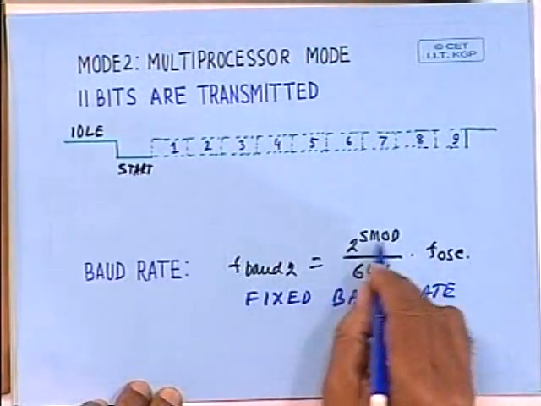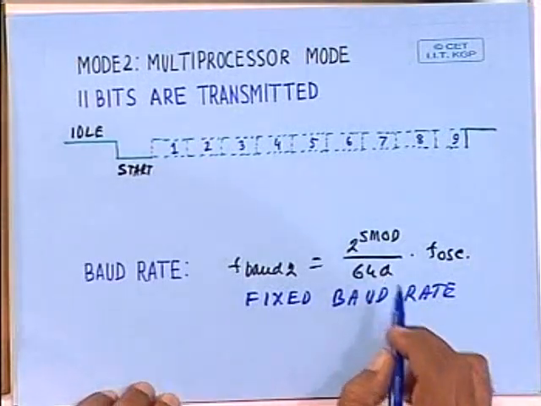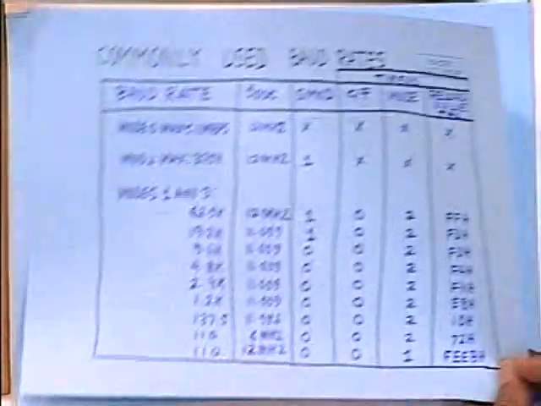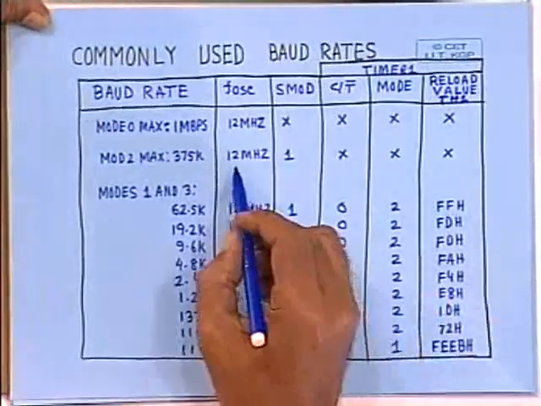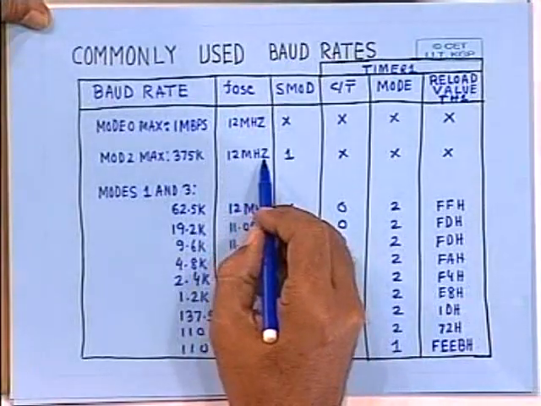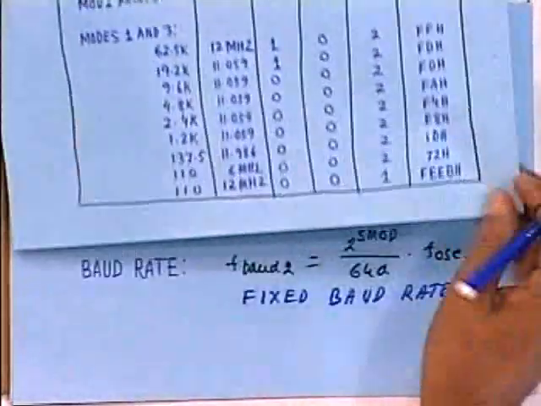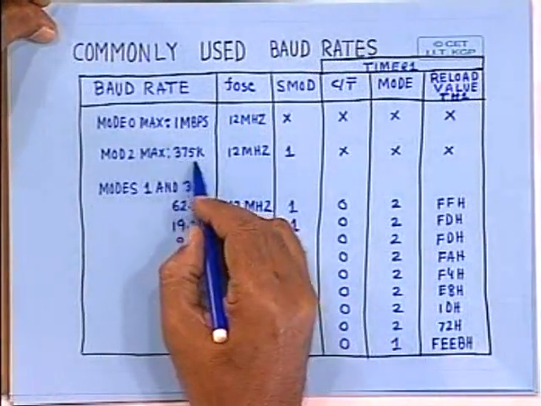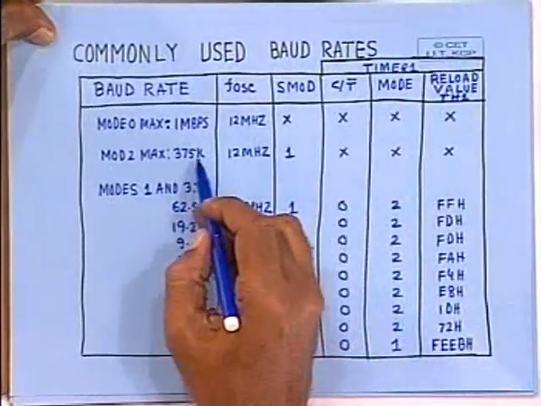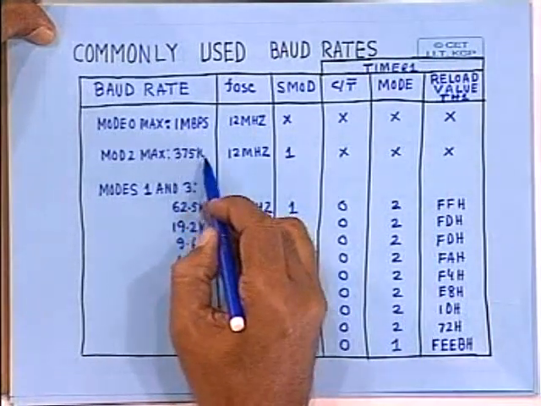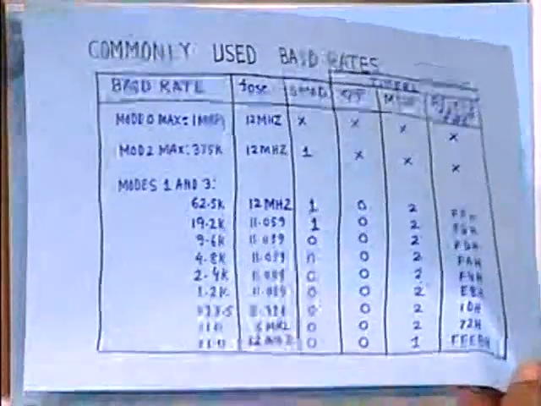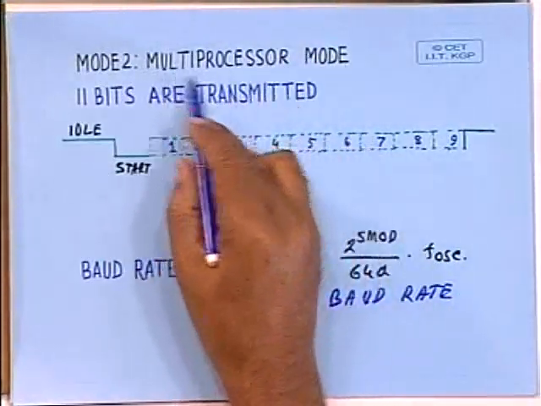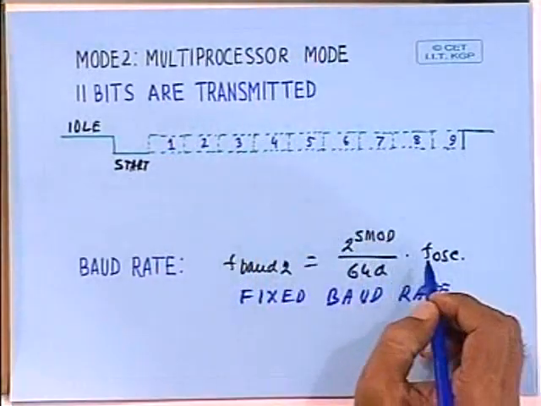So we are using a fixed baud rate in this particular mode, and as you can see here, if you use a 12 megahertz clock frequency and divide by 64, then you get 375 kilobits per second. So 375 kilobits per second is pretty high, and this can be used for communication in mode 2. This is mainly used in multiprocessor mode. I shall explain this multiprocessor mode a little later.